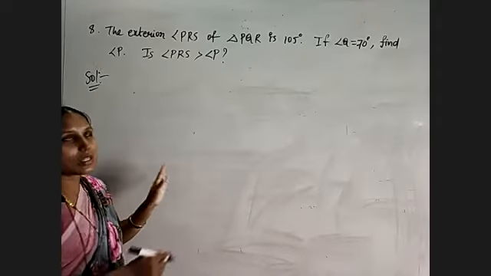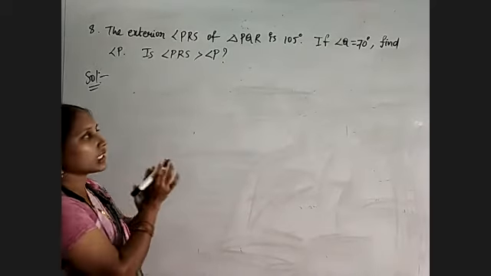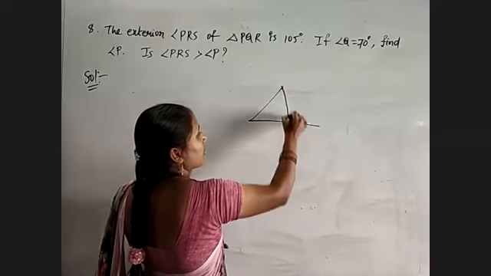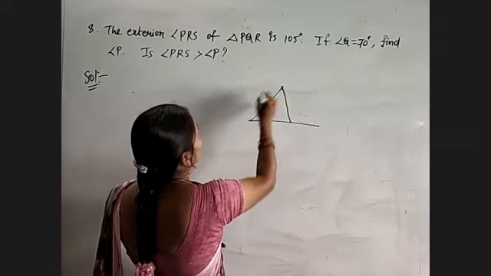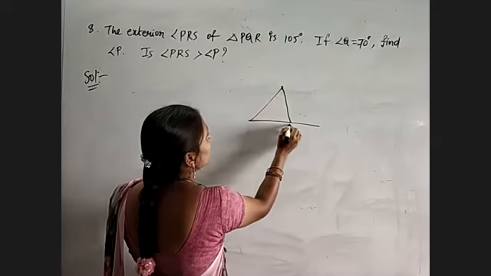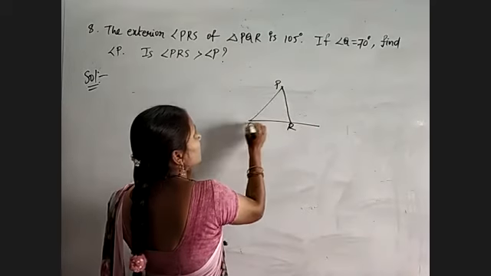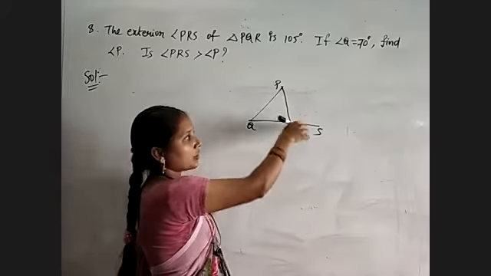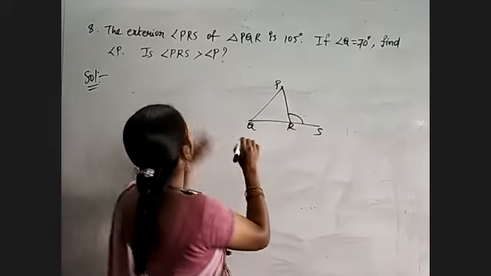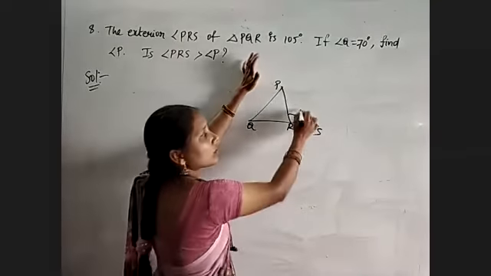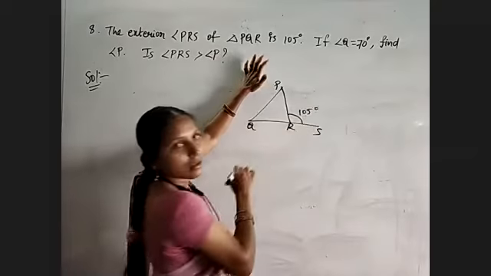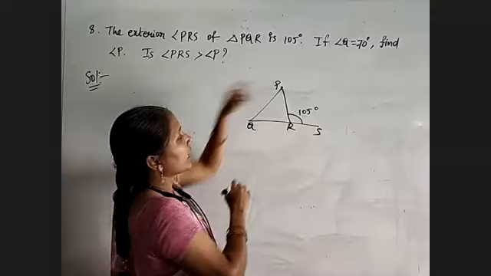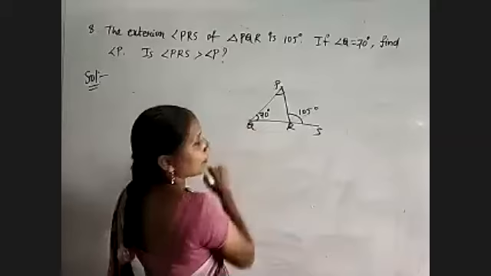So just observe, for the given values, I am drawing the rough figure. So they have given triangle PQR. PQR, because they have given PRS. At R only we need to take the exterior angle. PRS is equal to 105 degrees. Okay. And angle Q equal to 70 degrees. We need to find out angle P.